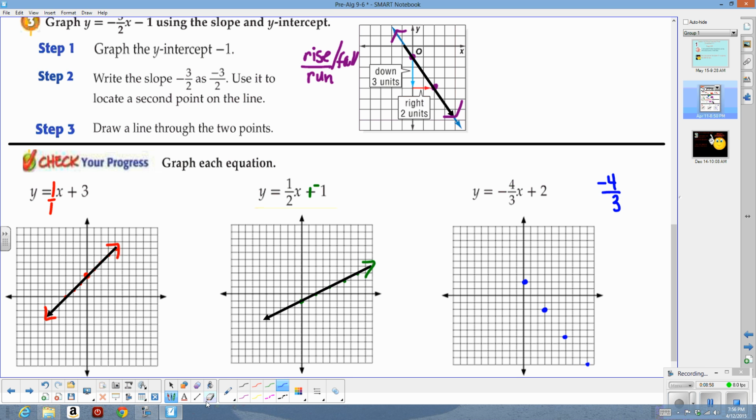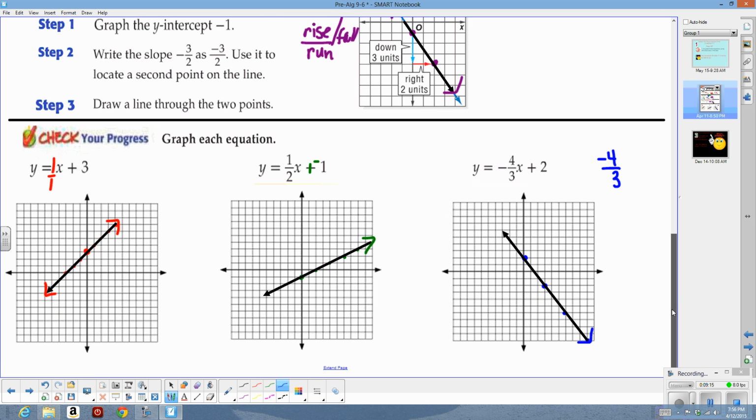And then go ahead and connect them with a straight line. Arrows on both ends to show that it keeps going in both directions. And once again, since it was a negative slope, your line should be going downhill, and it is. And it should be crossing the y-axis at positive 2.